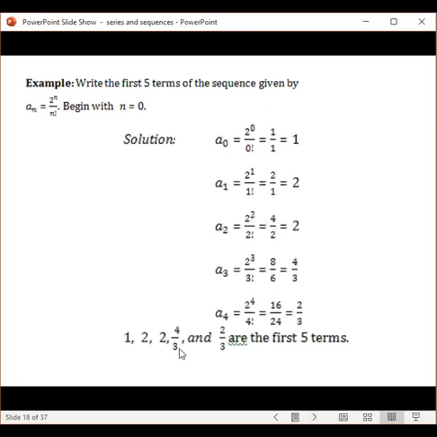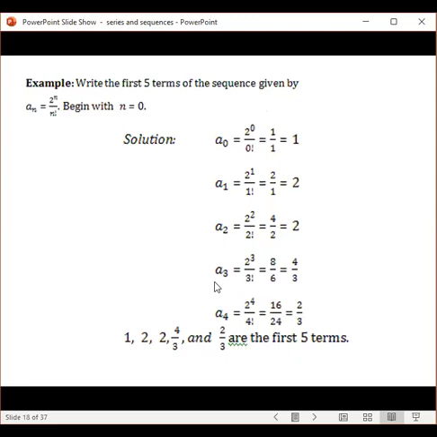So substituting the value of n into the formula, a sub 0, we start with n equal to 0. So this is equal to 2 raised to n over n factorial. Our n is 0. So 2 raised to 0 is 1. 0 factorial is 1. So 1 over 1 is equal to 1. If n is equal to 1, what would happen? Substitute 1. So 2 raised to 1 is 2, 1 factorial is 1, so 2 over 1 is 2. If n is equal to 2, 2 raised to 2 we get 4, 2 factorial is 1 times 2, so you get 2. 4 divided by 2, we get 2.